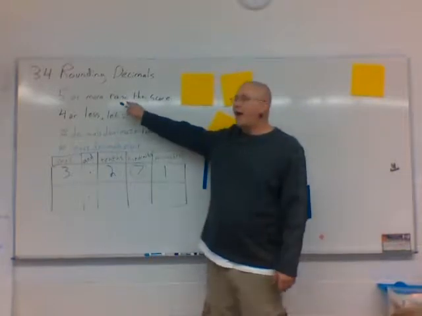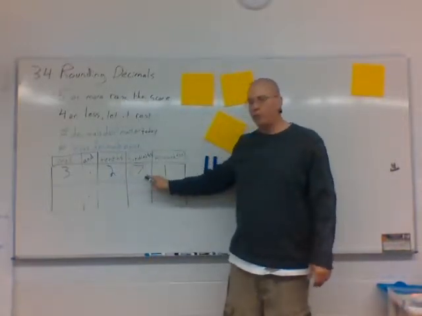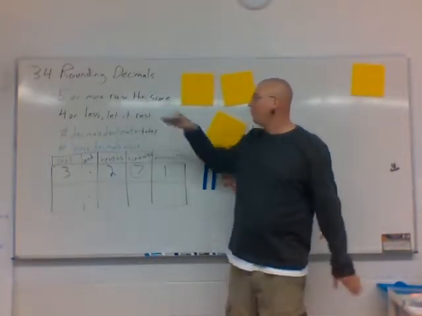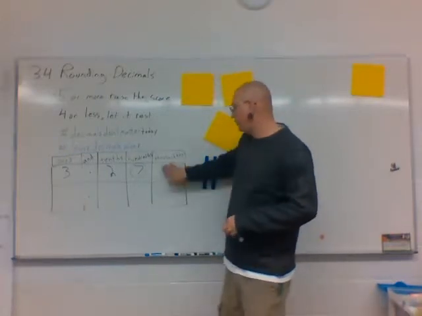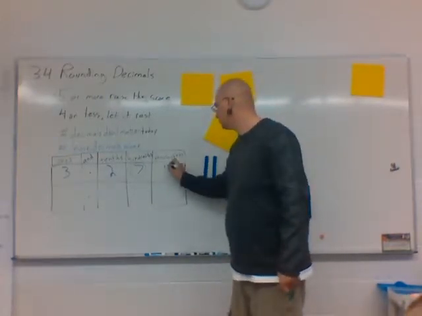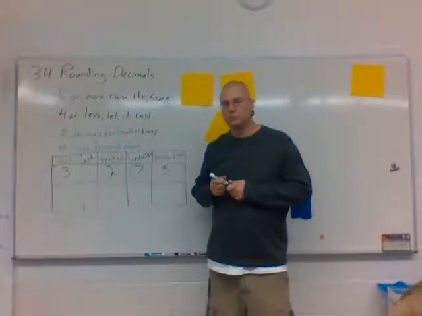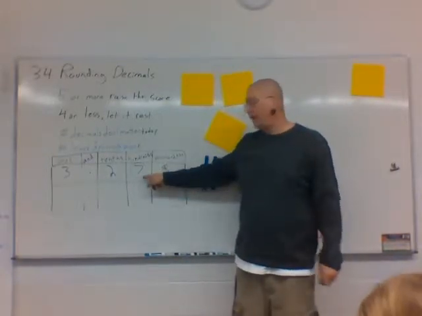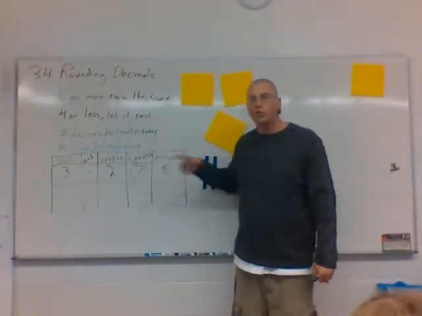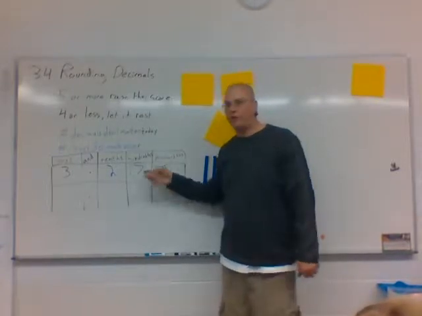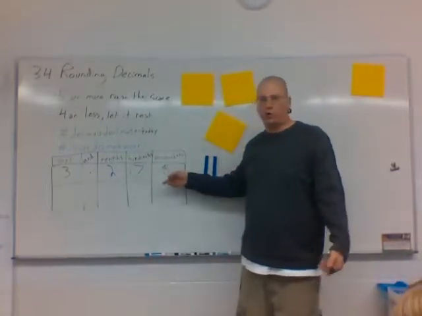If we're more than halfway to our next number up, then we round up. 5 or more, raise the score. So if this was an 8, we would be almost all the way to an 8 here, right? So if we're rounding and we're only thinking about this place value, we would just push that up because we're close enough already.